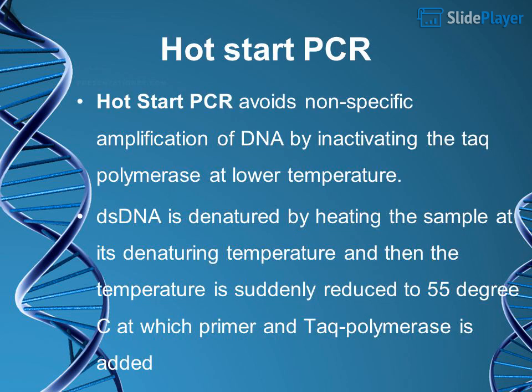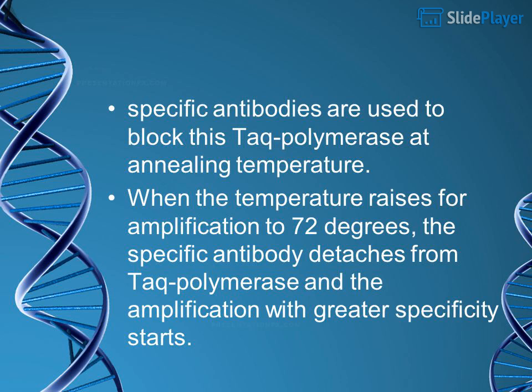Hot start PCR. Hot start PCR avoids non-specific amplification of DNA by inactivating the Taq polymerase at lower temperature. DNA is denatured by heating the sample at its denaturing temperature, and then the temperature is suddenly reduced to 55 degrees Celsius, at which primer and Taq polymerase are added. Specific antibodies are used to block this Taq polymerase at annealing temperature. When the temperature rises for amplification to 72 degrees, the specific antibody detaches from Taq polymerase and the amplification with greater specificity starts.